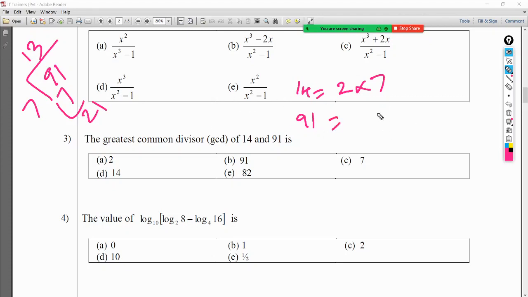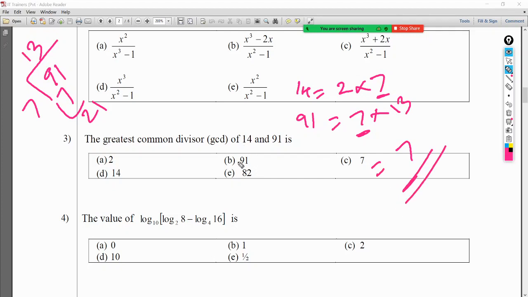Okay. 7 into 13. So 7 is a prime number, 13 is a prime number, right? Now, how to find the GCD? You take only the common ones, and also you have to take the lower power. So common one is 7. Anyway, there is nothing called lower power. That is 1. So therefore, answer is 7.